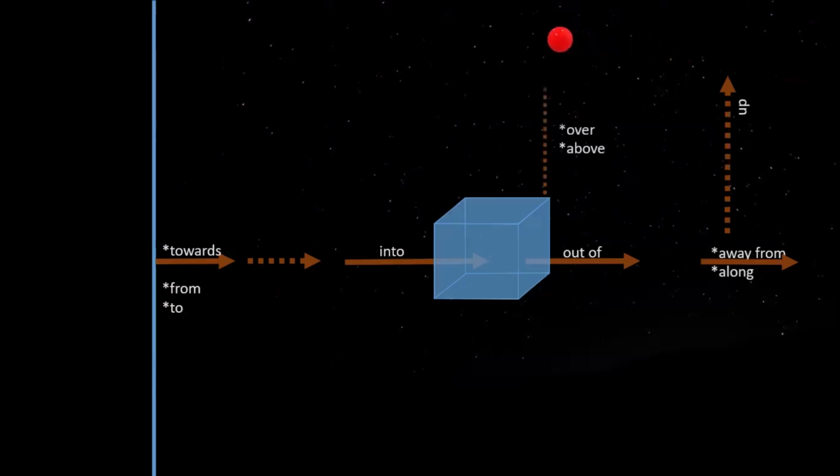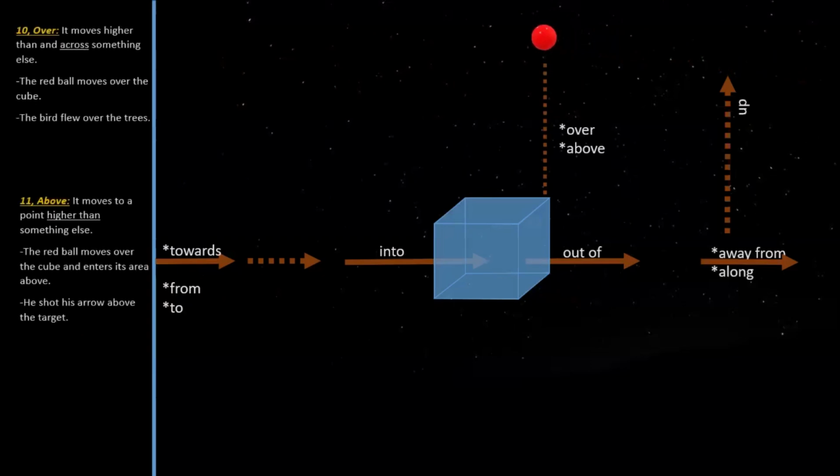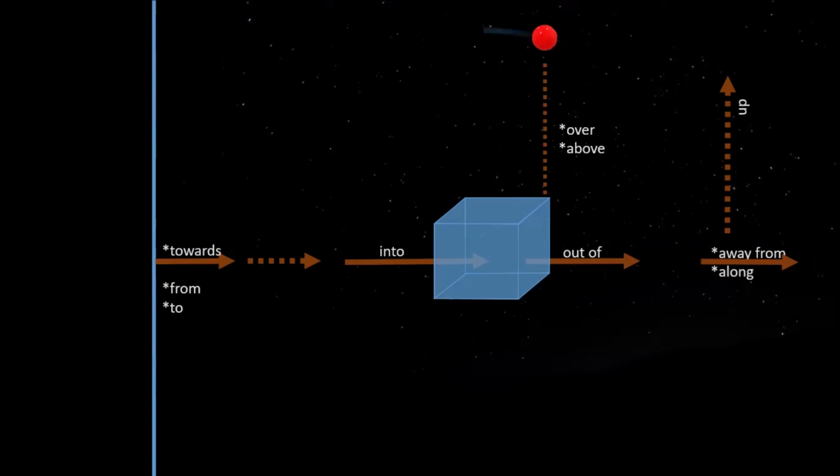In this area, we also have over and above. Those two prepositions of movement can be different in this way. When you say over, it means that it moves higher than and across something else. But when you say above, it means that it moves to a point higher than something else. So when you say higher than something else, you're referring in this case to the blue cube. That is the point of reference in this space.